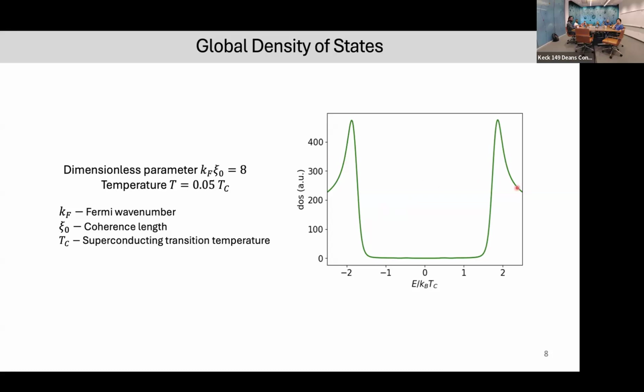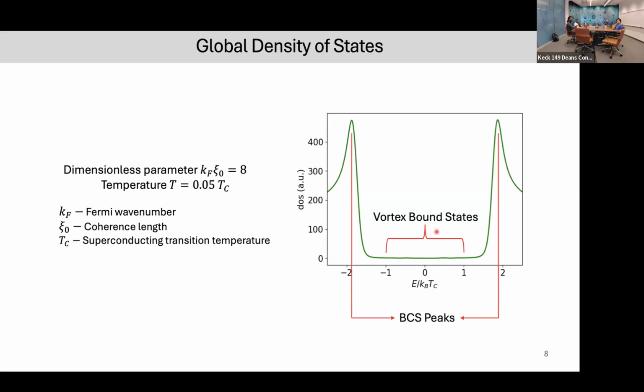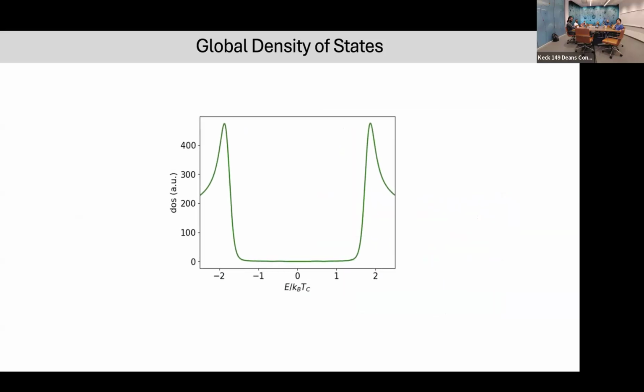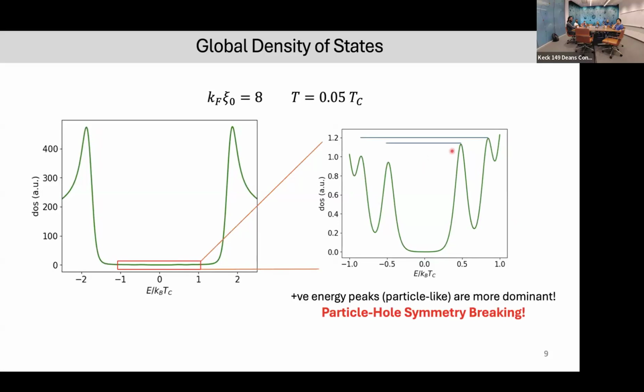From far away, it looks like the density of states that you get for the type 1 superconductor. The dominant peaks look exactly particle-hole symmetric. But if you look closely at the subgap excitations, there are vortex bound states. And if we zoom in on it, you can see that for the positive energy side, the peaks are more dominant compared to the negative energy side. This is what we refer to as the particle-hole symmetry breaking.